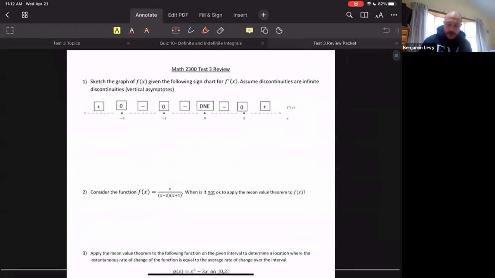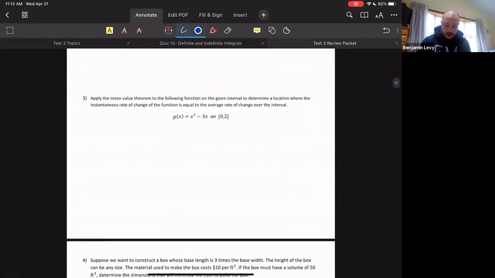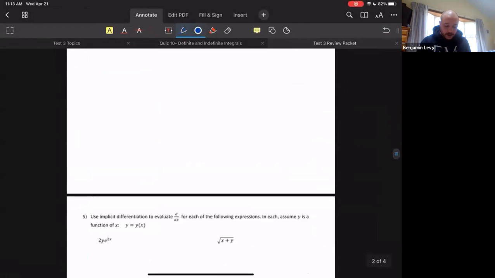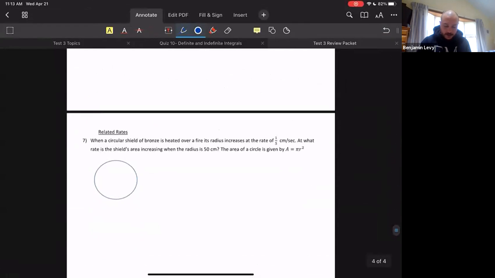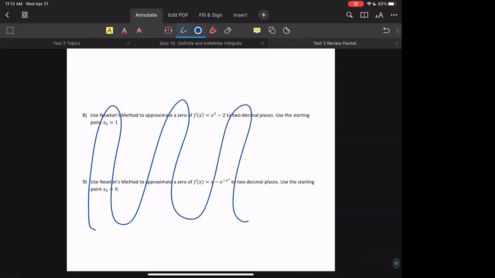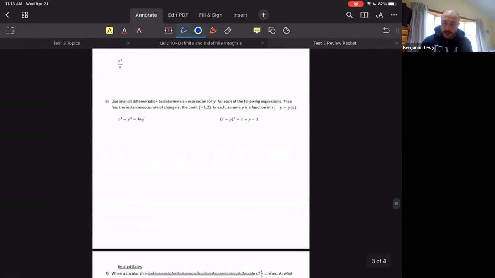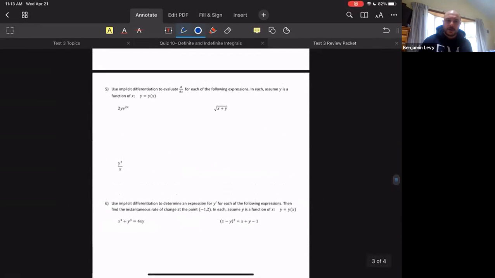So I would suggest picking out some specific ones. What I'm trying to point out right here is this test 3 review packet I created. The problems on the test are going to look similar to this particular document. And of course it's on Blackboard. Not the Newton methods one, sorry, I forgot to remove these ones. We skipped over Newton's method. Yep, it's on Blackboard. It's in Dropbox. It's pretty much everywhere you could possibly want to find this.